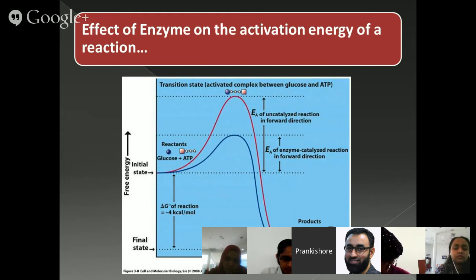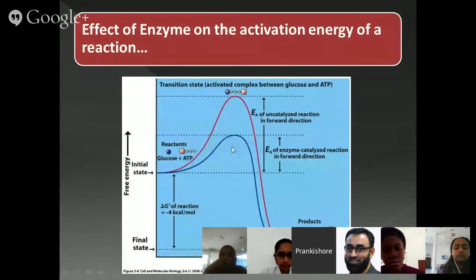So let us see this reaction. Glucose plus ATP, when they act as reactants, the product is glucose 6-phosphate and ADP. In this graph, you can see glucose plus ATP, when they react in the absence of an enzyme, in the uncatalyzed reaction, what happens? The glucose plus ATP form a transition state. To reach the transition state, we have to give energy. That energy is called EA, or the activation energy of the uncatalyzed reaction.